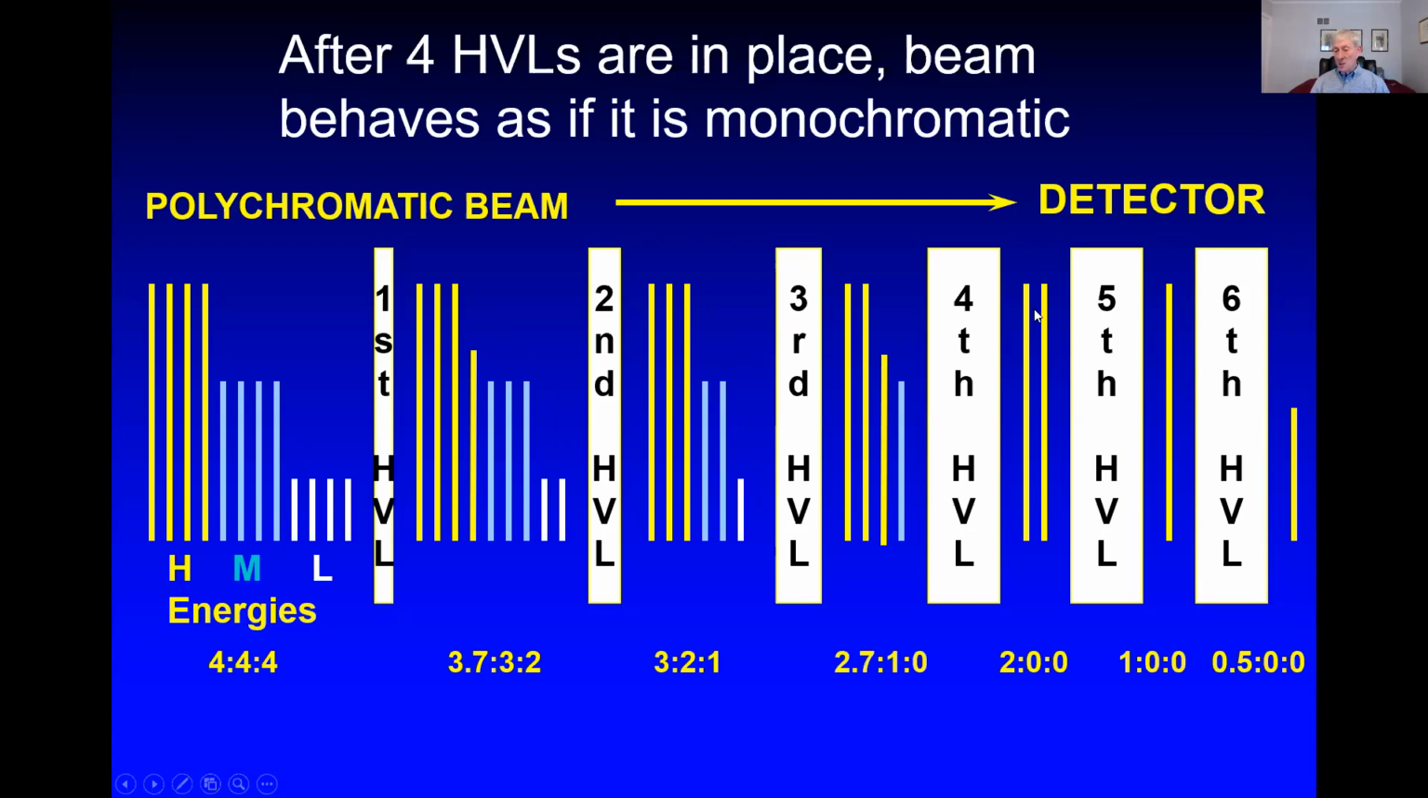And these 2 bars go to 1 bar, which goes to 1/2 of a bar, which would go to 1/4 of a bar, because after 4 layers are in place, it behaves monochromatically. Okay.